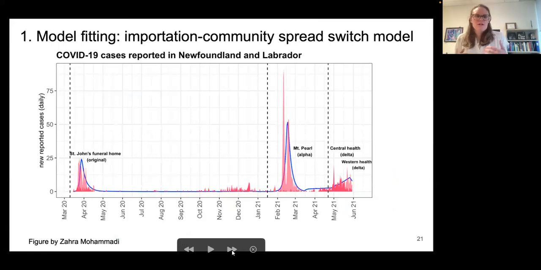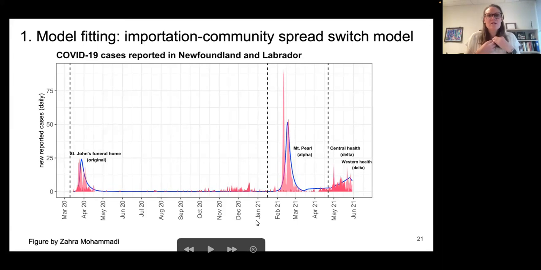So that's the different models that we have, and now I want to talk about how to support regions that are having elimination by fitting the right models. This is a model that is fit by Zara Mohammadi, also working with Steve Walker. And this is the model fit in blue to the data for Newfoundland and Labrador. Again, the dark shading is travel-related cases. The light shading is community outbreaks.